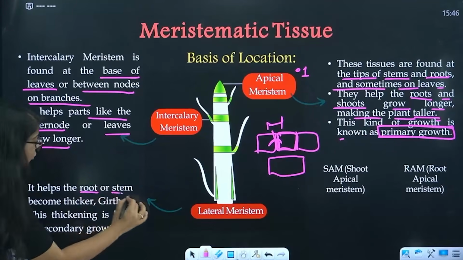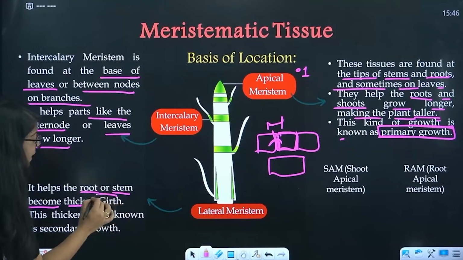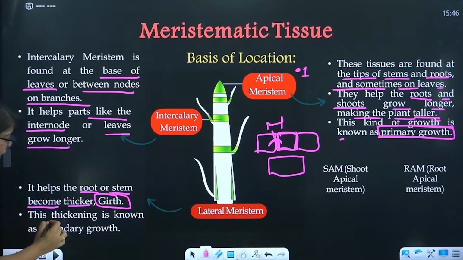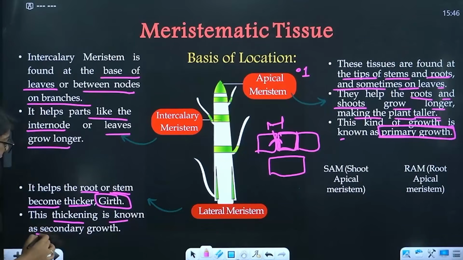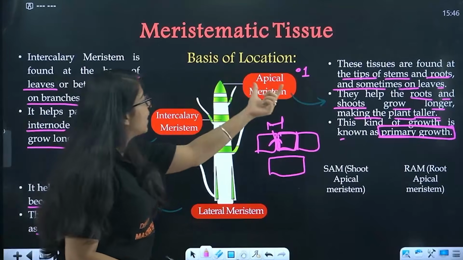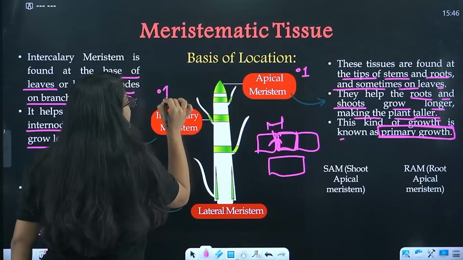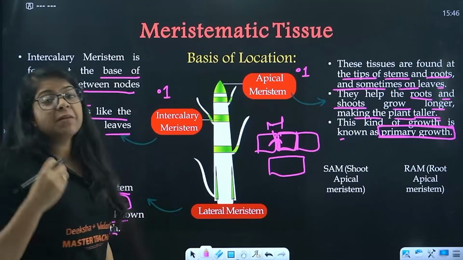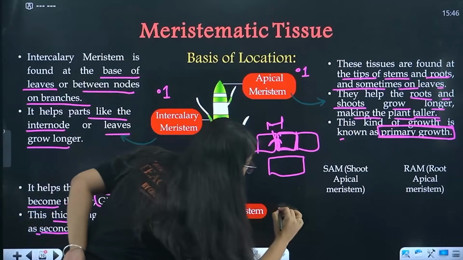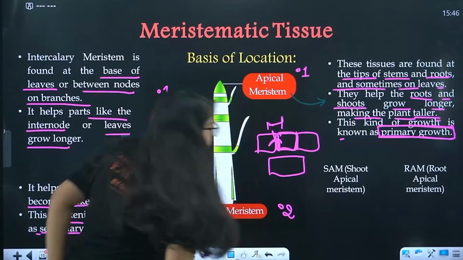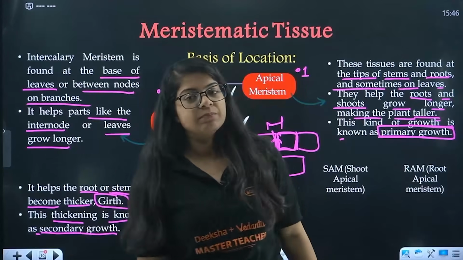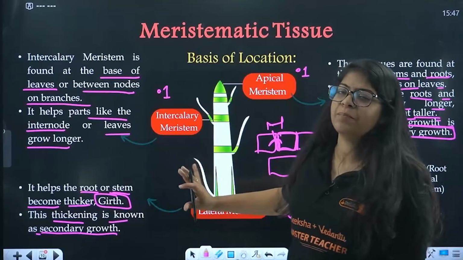So it helps the root or stem become thicker. Their girth increases. This thickness is known as secondary growth. Now beta, this intercalary and apical, these are both primary growth or primary meristematic tissues. But this lateral meristem, this is your secondary meristematic tissue. You will learn in higher classes. Basically just a way to define primary and secondary.